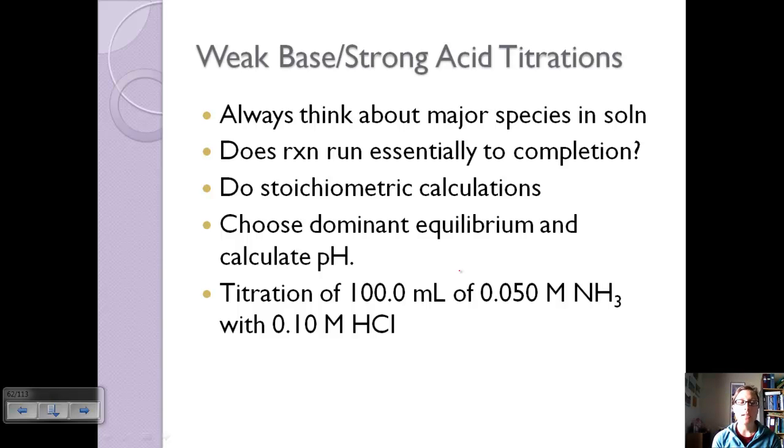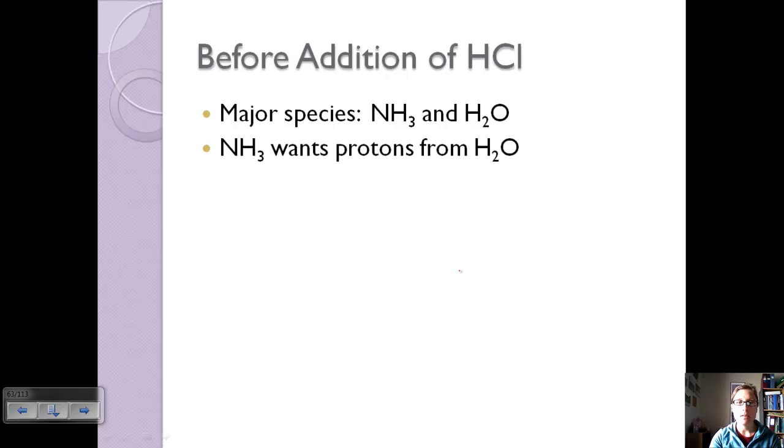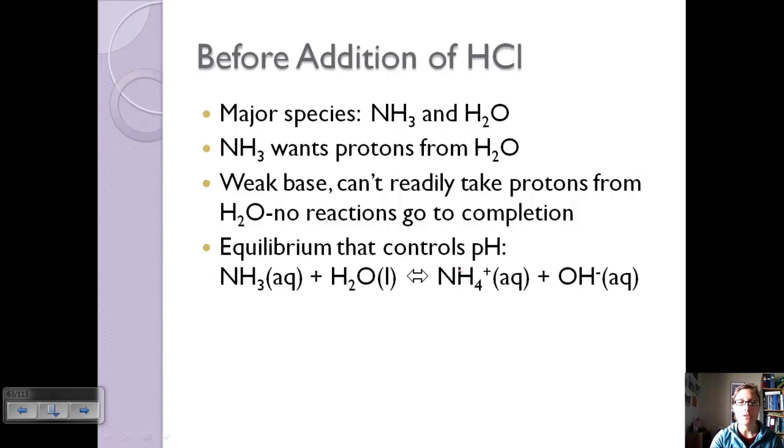So let's say that we titrate 100 milliliters of 0.05 molar ammonia with 0.1 molar hydrochloric acid. All right, we're going to look at before the addition of hydrochloric acid. Our major species are the ammonia and water. Ammonia wants protons from H2O. It's a weak base, and because it's a weak base, it can't readily take protons from water. Remember, if it was a strong base, it'd be no problem. And so this means that our reactions aren't going to go to completion.